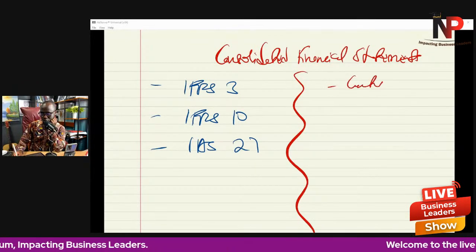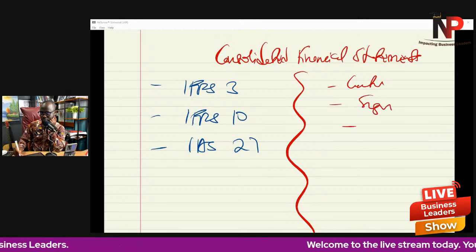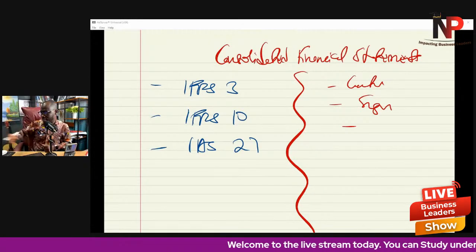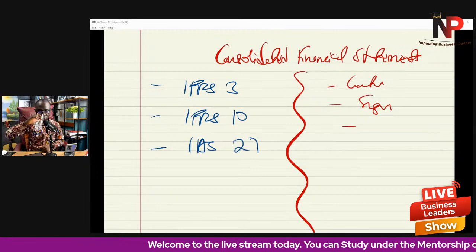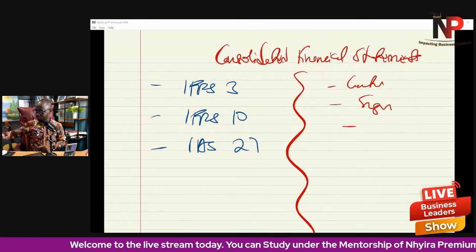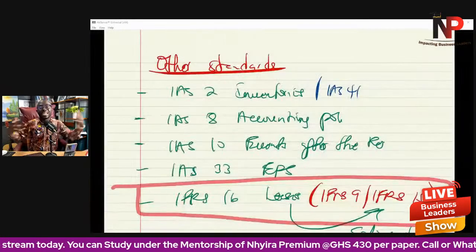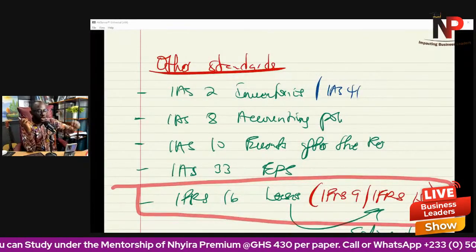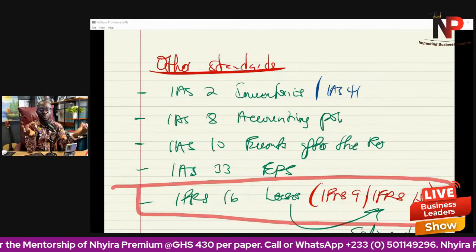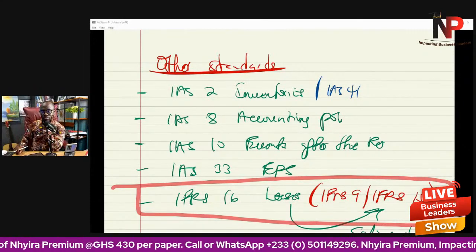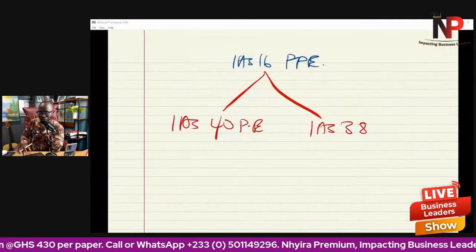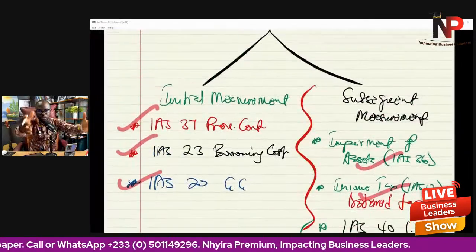How do you determine control? How do you determine significant influence? We will get into some of these later on in our discussion as we continue. So these are the standards and how you learn the standards to increase your chances of passing the examination. So a mixture of these will be your 40 marks.